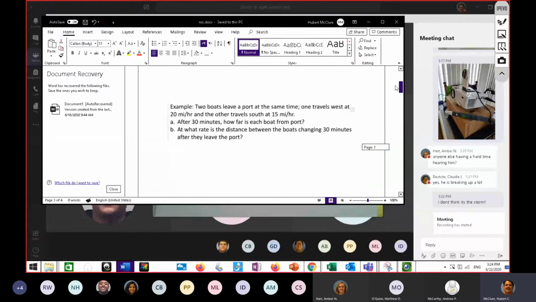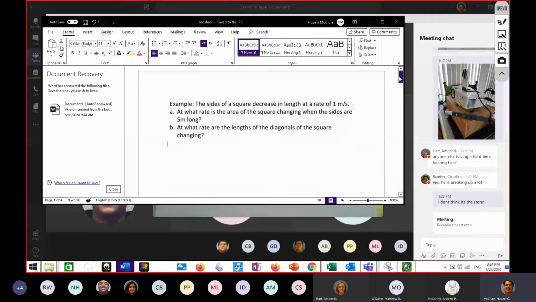But here are the problems that I didn't feel like writing the other day. And here's the first one. And I'll let y'all write it down right quick, and then I'll put the document cam up. The sides of a square decrease in length at a rate of 1 meter per second. At what rate is the area of the square changing when the sides are 5 meters long? At what rate are the lengths of the diagonals of the square changing?